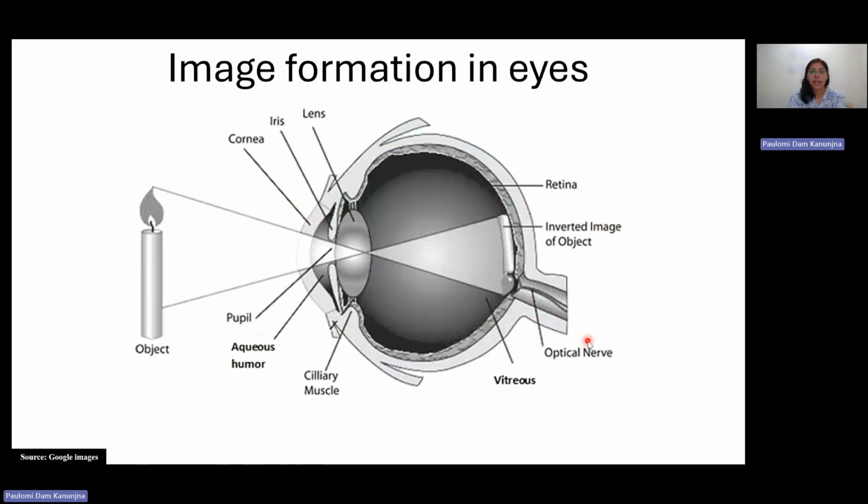Okay, now let's move on to how image formation actually takes place in the eyes. We've already done this, so it's not very difficult to understand.